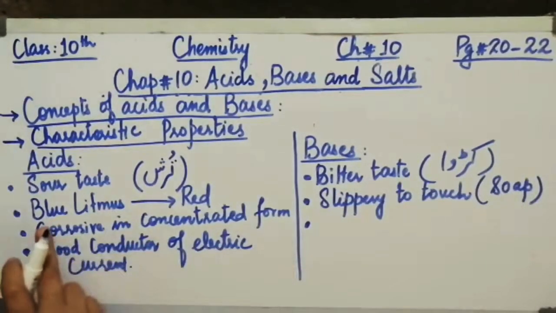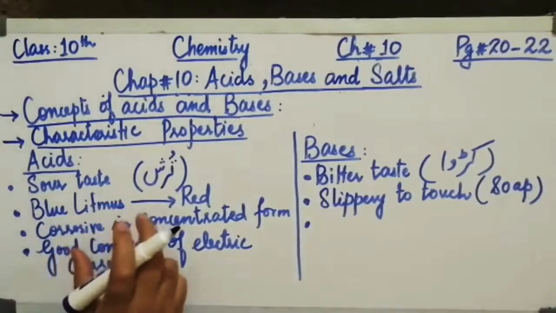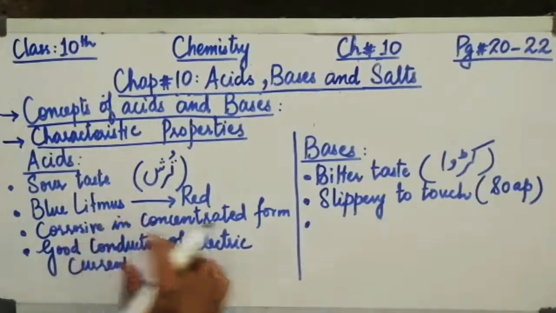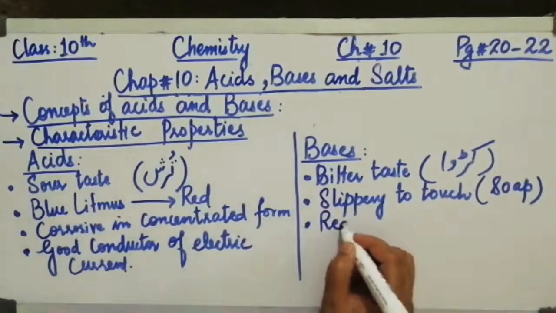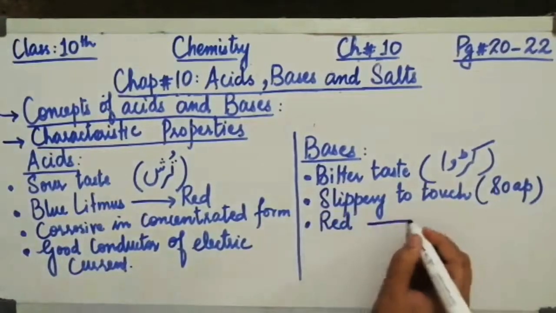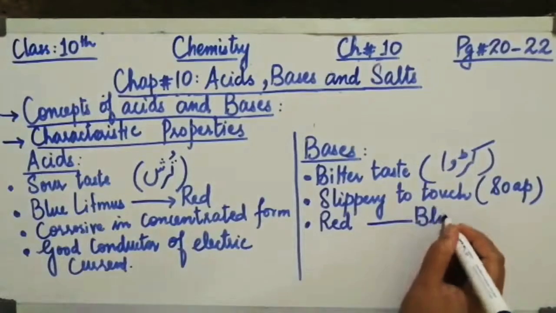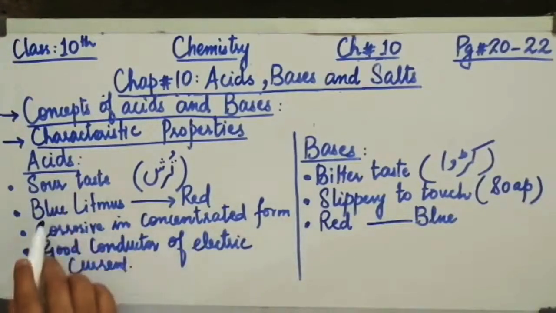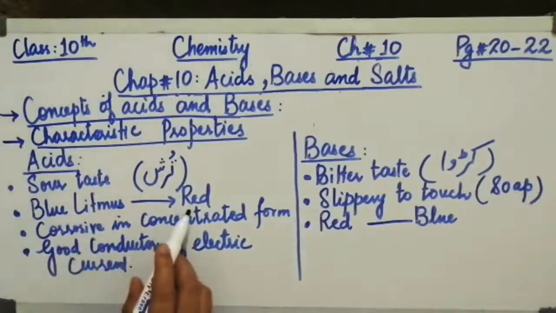Now, what about the effect of these bases on the litmus solution? They turn red litmus solution or paper into blue, which is opposite to acid, in which the acid turns blue litmus into red.